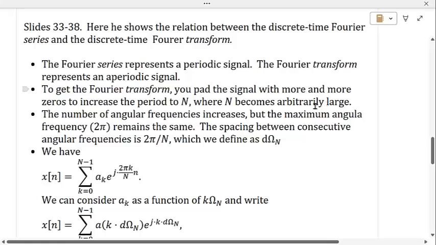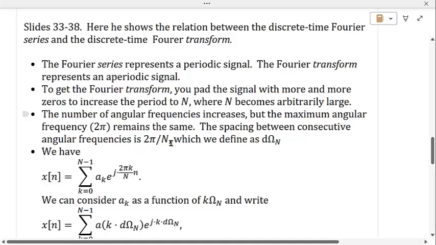All right? Now, what happens when you increase the period? Well, you remember that the number of terms in the Fourier series is equal to the period when we're doing the discrete Fourier series. So as you increase N, the number of angular frequencies increases. But the maximum angular frequency remains the same. Okay, that's what we had before, when we talked about aliasing. So the maximum angular frequency remains the same, and the spacing between consecutive angular frequencies decreases.